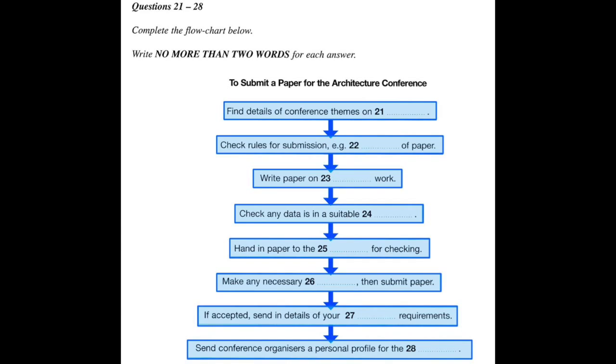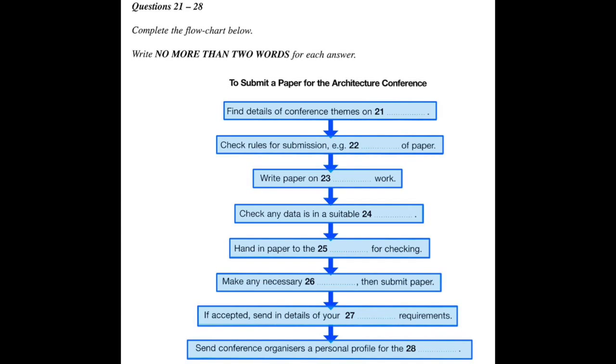Then, while you're doing that, you should also have a look at the information on how to submit your paper. The rules, if you like, such as the length. It's important you follow those. I see. And then I suppose the next stage is to start writing it up.